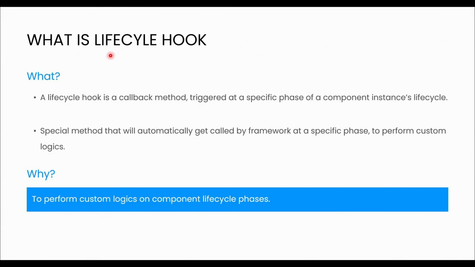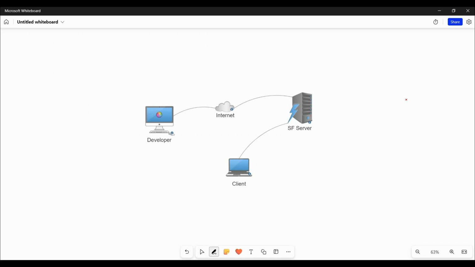Now, first let's understand what a lifecycle hook is. So we can say a lifecycle hook is a callback method triggered at a specific phase of the component instance lifecycle. To understand lifecycle hooks in a better way, first you need to understand the component lifecycle. I mean how components actually work under the hood, or how they render in front of the user. So let's refer to this diagram to understand the component lifecycle at a high level.